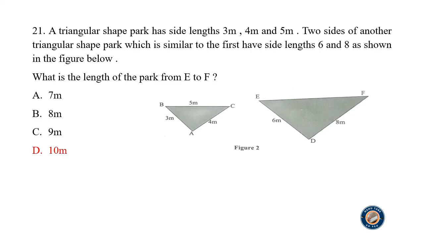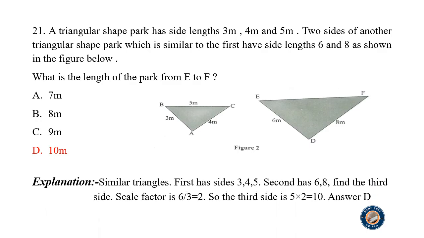The answer will be 10 meter. Similar triangles. First has sides 3, 4 and 5. Second has 6 and 8. Find the third side. Scale factor is 6 over 3, which is equal to 2. So the third side is 5 times 2, which is equal to 10.